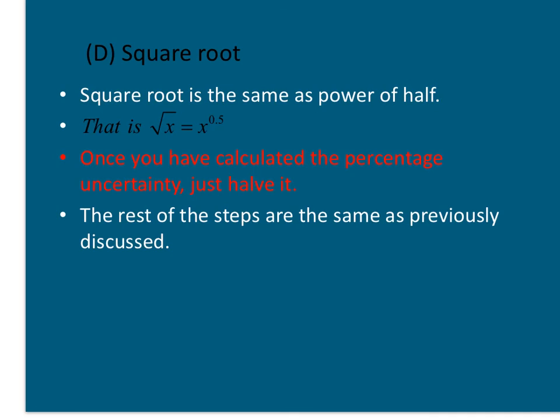Part D, square root. Square root is the same as power of half. That is, you can see that square root of x can be written as x to the power half. Once you have calculated the percentage uncertainty of the particular quantity, then you just halve the percentage uncertainty. And the rest of the steps are the same as previously discussed.